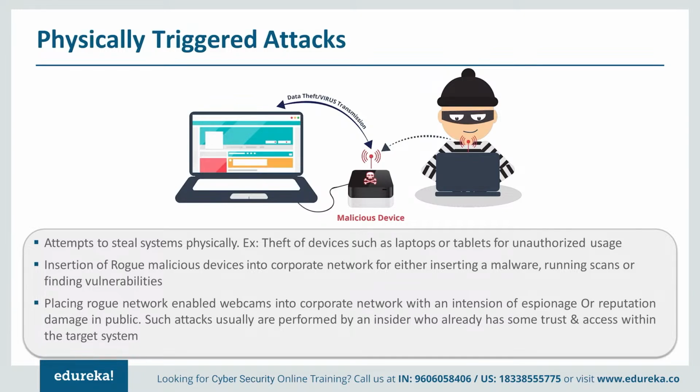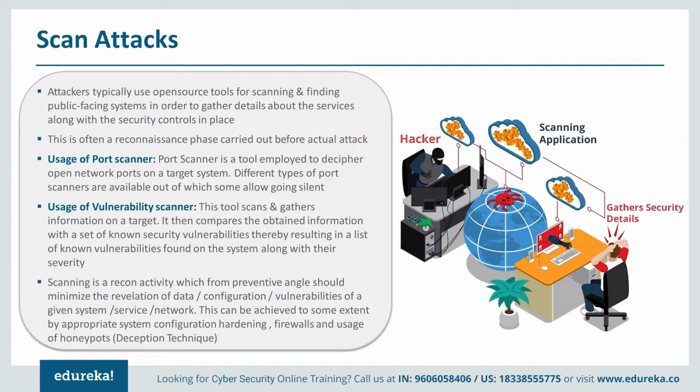Then there are physically triggered attacks, some rogue devices. What happens when a person comes and connects a device to your local network? That can be any device, a router, switch, a computer, or even a network sniffing device, which gets connected to your network physically and becomes a part of your network. The scanning network, port scanning, vulnerability scanning, the same picture explains the same. There is a hacker who inserts his hand and gets access to the local computer. It's a list of open ports.